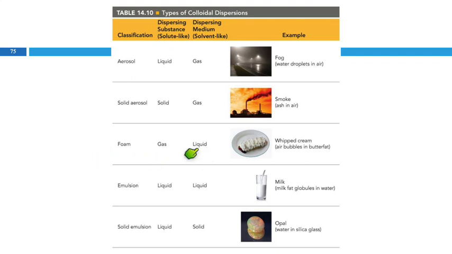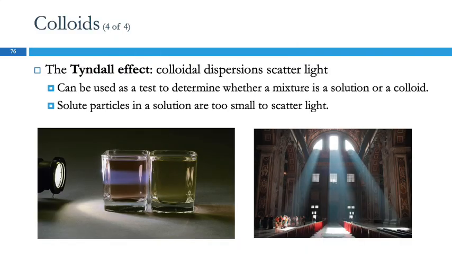Gas dispersed in a liquid is one of my favorites. Whipped cream, right? Air bubbles in butterfat. All of these are examples of colloids. Fog, familiar with that. We're also familiar with smoke. And we can't see through the air as well because those particles are large enough that they are going to block the light. And then we have the Tyndall effect.